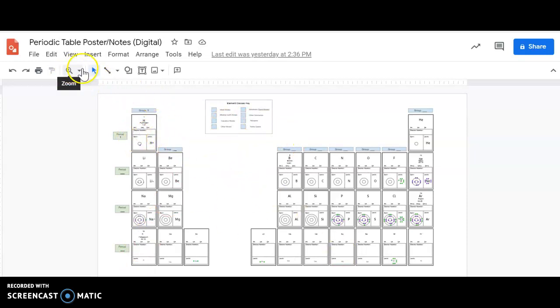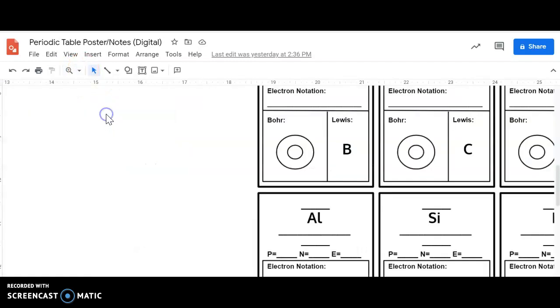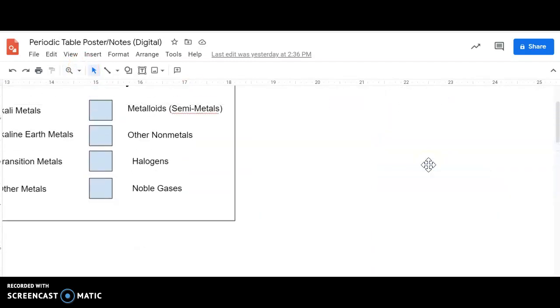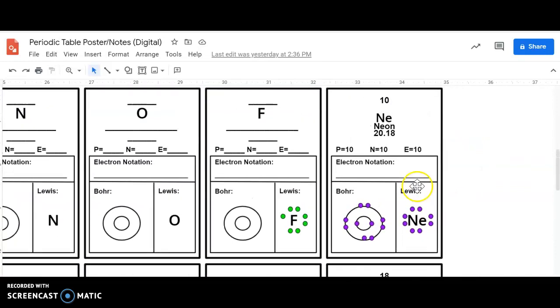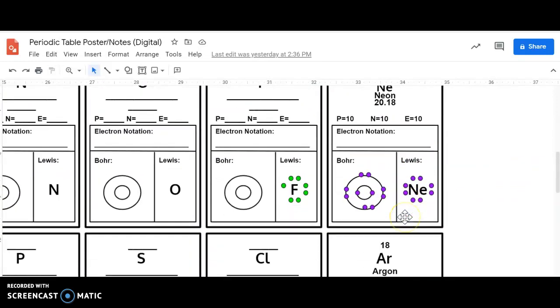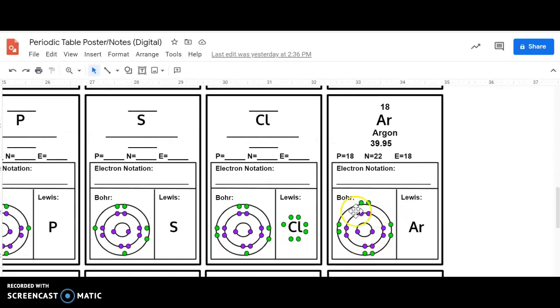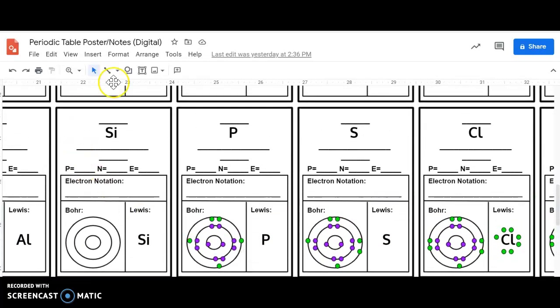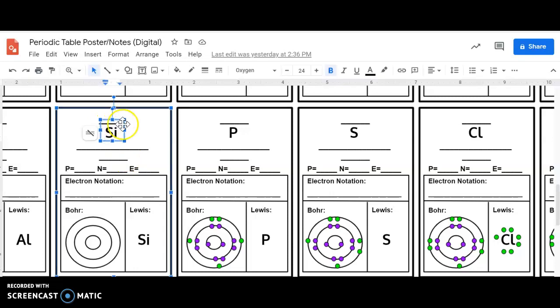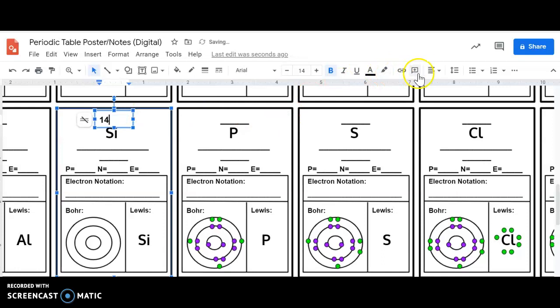So if I zoom in, I like to do 200. We can zoom into 100, but 200 is just easier to type on. So on here, we have like neon. The shortcut I showed yesterday, I've given you guys some of the bigger elements. So if I have silicon over here, you need to look it up on the periodic table. Silicon's atomic number is 14. So we'll type 14. I like to center mine. You don't have to, but I like to.